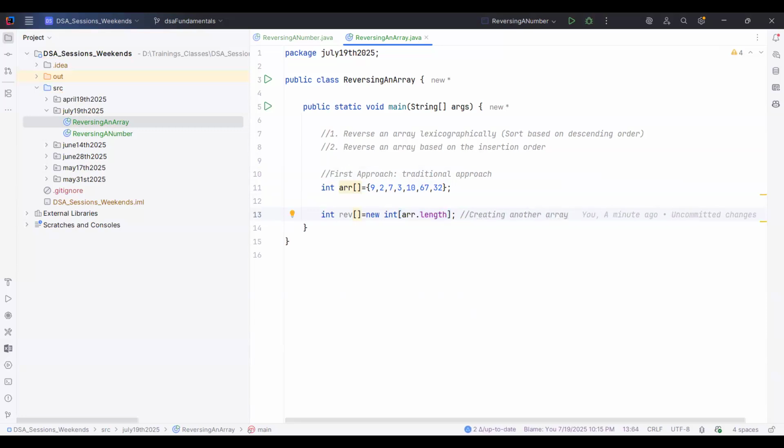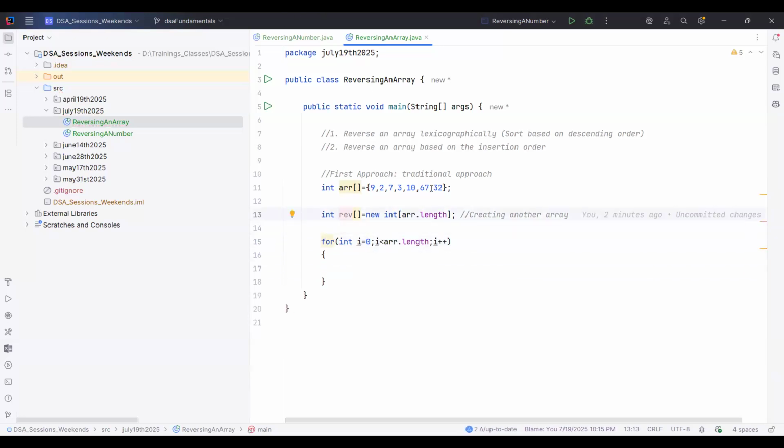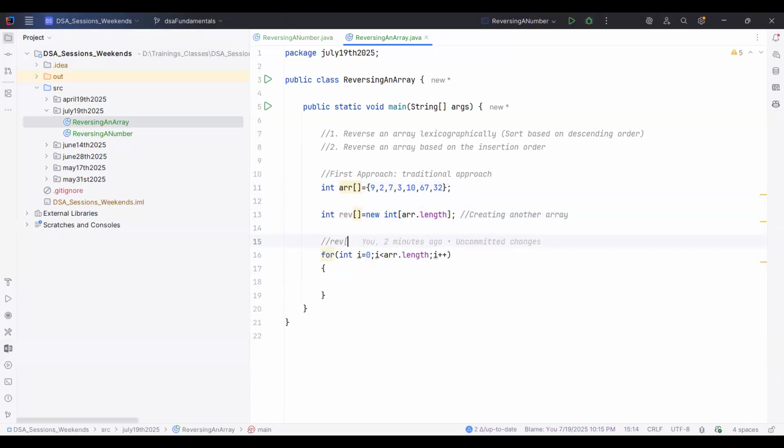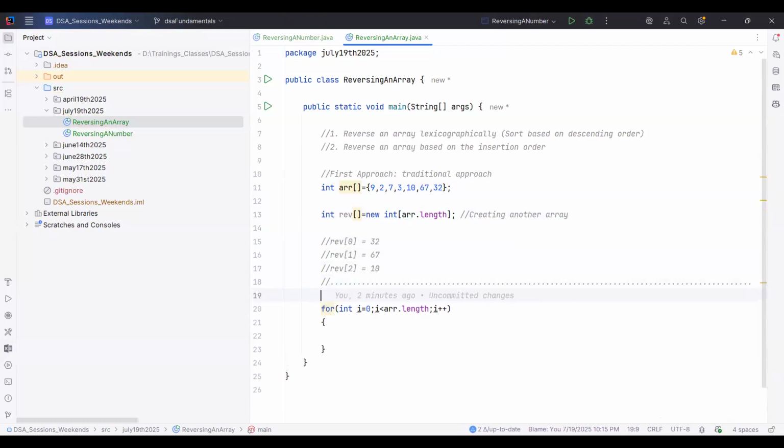Any doubts so far? Now what I will do is for int i equal to 0, i less than arr dot length, i plus plus. So the value 32, in this case, what will happen? ref of 0 is equal to 32, ref of 1 equal to 67, ref of 2 equal to 10, and so on. This should be our approach, whatever we are doing.